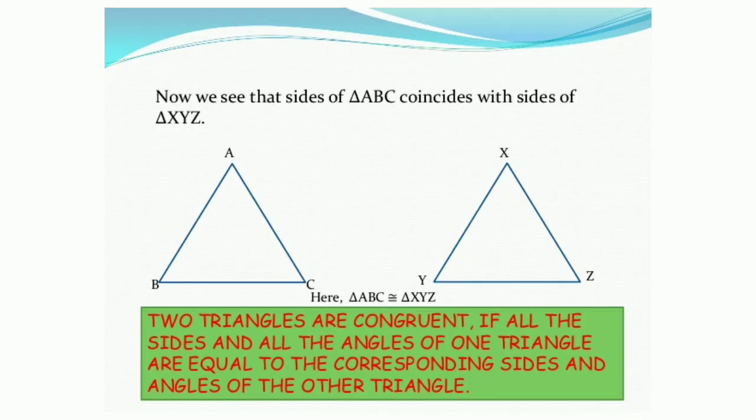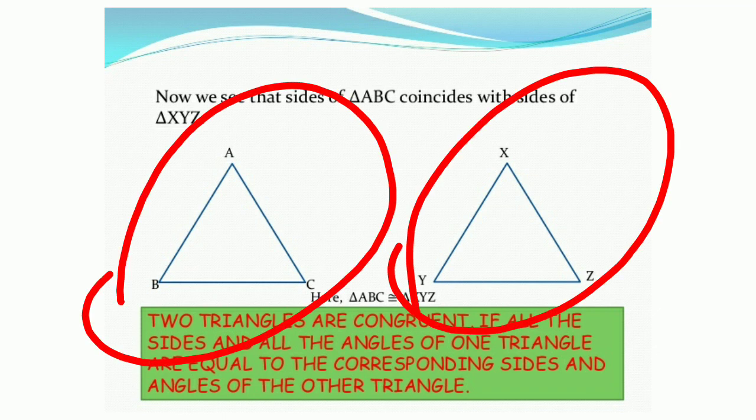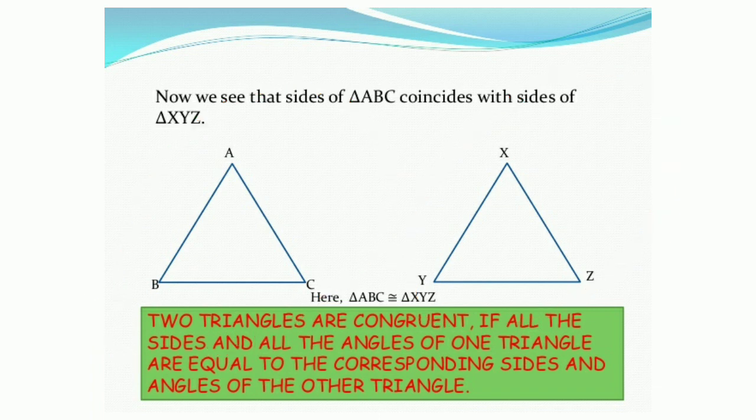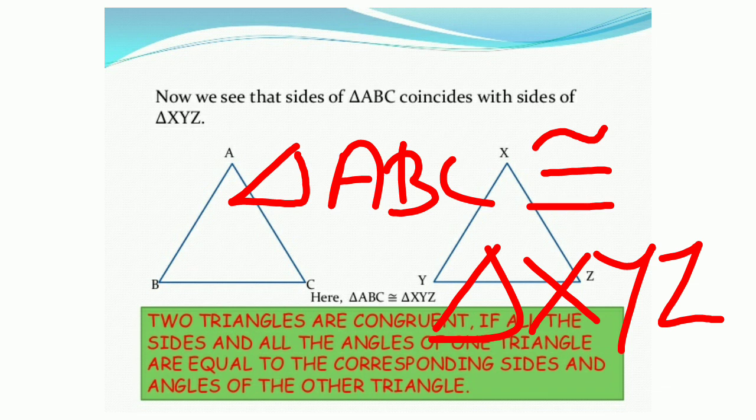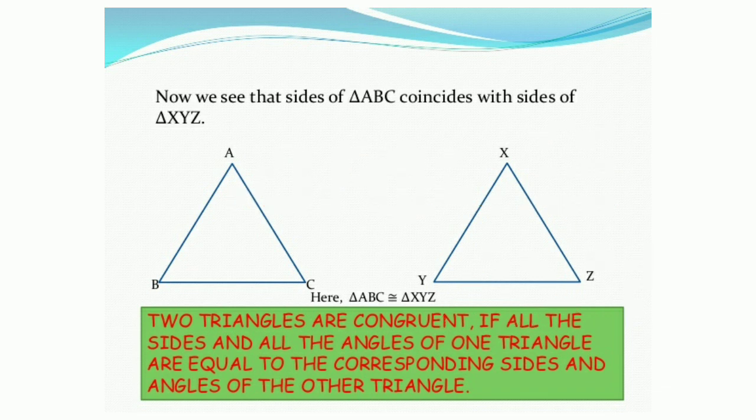Now, what you observe: the sides of triangle ABC coincide with the sides of triangle XYZ. So here we can say triangle ABC is congruent to triangle XYZ. The symbol of congruency is the equal sign with a small curve on it. That is the symbol of congruent. Two triangles are congruent if all the sides and all the angles of one triangle are equal to the corresponding sides and angles of the other triangle.